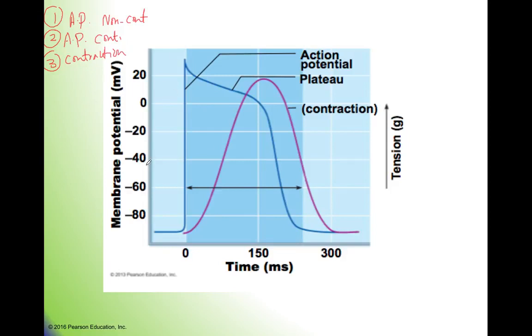So in this picture, what we're focusing on, you see the action potential of the contractile cells in the blue line, which is basically resting, depolarization, plateau, and then repolarization. And you also can see the contractile phase of the cardiac muscle right here.